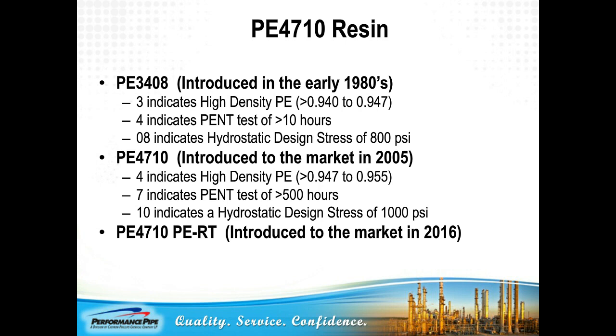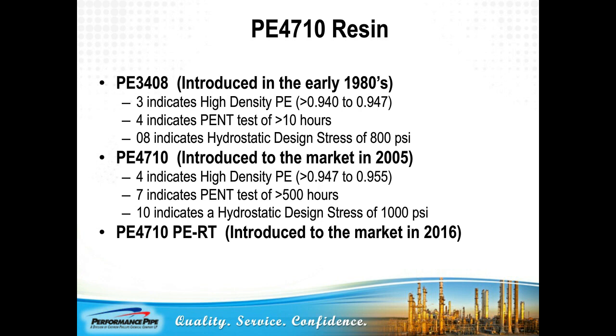PE4710 resin. Polyethylene pipe materials in the U.S. have continued to advance over the years, and these materials are recognized in ASTM with a material designation code that quickly identifies the most significant engineering properties of a PE pipe material.